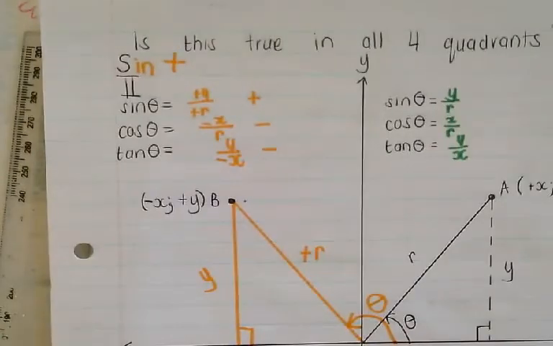So sine is positive. First quadrant, A stood for all positive. Second quadrant, S stands for sine positive. And therefore cos and tan must be negative. Because sine is the only one that's positive in that quadrant. So if you now pick up the letters, which function is going to be positive in quadrant 3? Tan. That means sine and cos have to be negative.